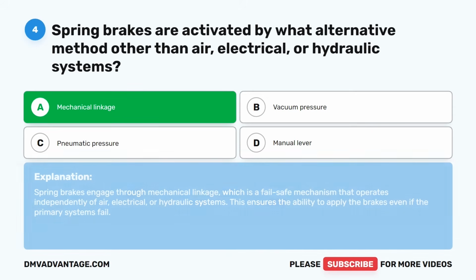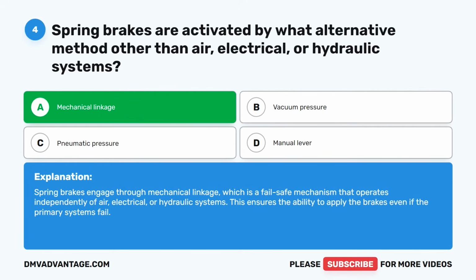Mechanical linkage. Spring brakes engage through mechanical linkage, which is a fail-safe mechanism that operates independently of air, electrical, or hydraulic systems. This ensures the ability to apply the brakes even if the primary systems fail.